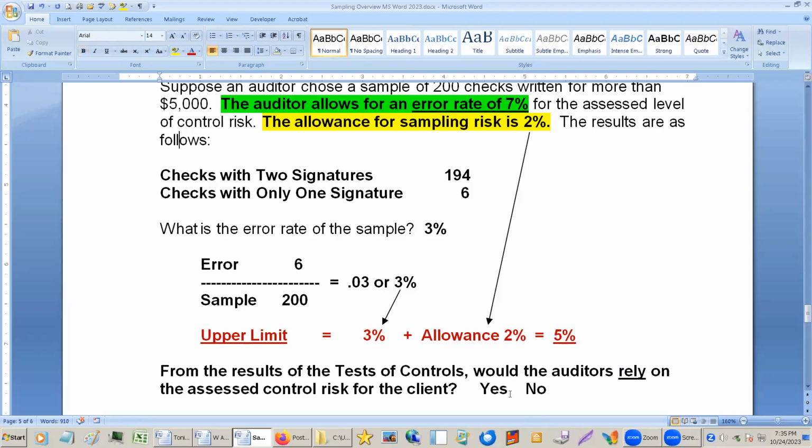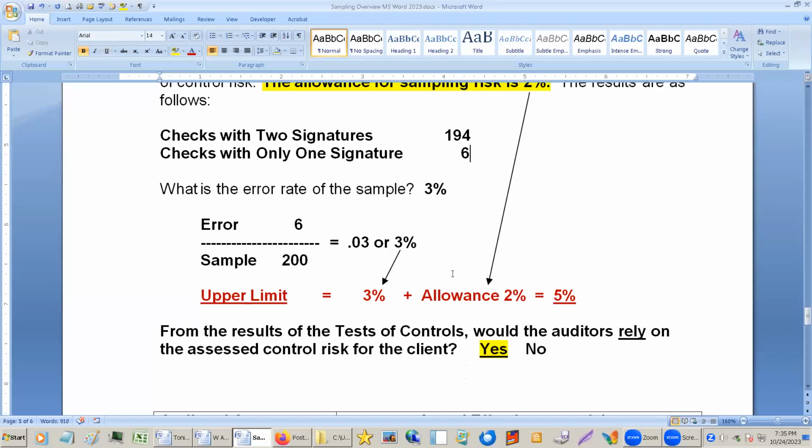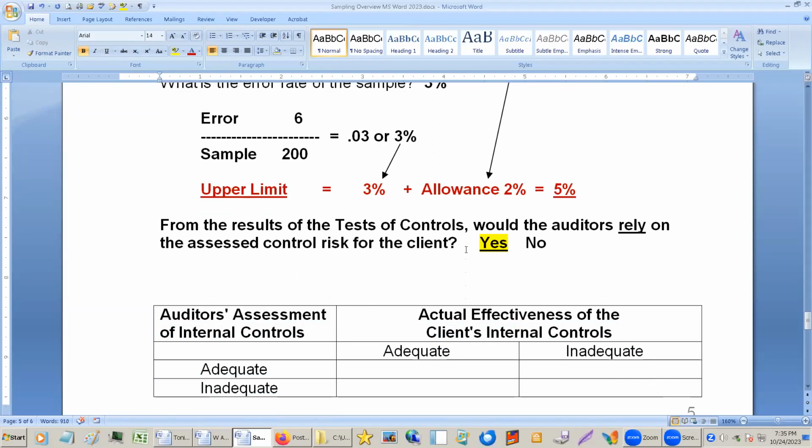Yes. Yep. Yeah, it's less. So yeah, we would rely on the controls because we're saying, okay, the worst case scenario, it's 5%, and we'll accept it even if it's up to 7%. Oh, someone already put it in the chat. I'm sorry, Maritza. Yes, you did. Yeah, we rely on it.